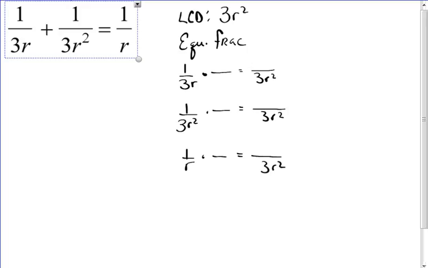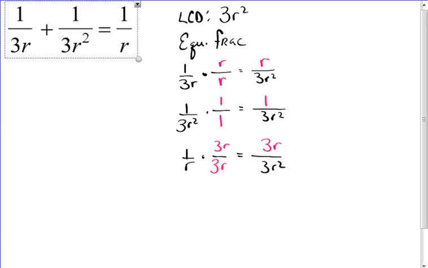So, what do I have to do to 3r to make it 3r squared? I have to multiply it by r, so I'm going to do top and bottom. What do I do to 1 over 3r squared? I'm going to multiply by 1. What do I have to do to r to make it turn into 3r squared? I'm going to have to multiply by 3r. Now, I'm going to go ahead and do that multiplication. So, the top one, 1 times r is r. 1 times 1 is 1. 1 times 3r is 3r.